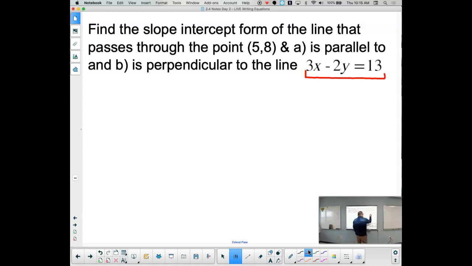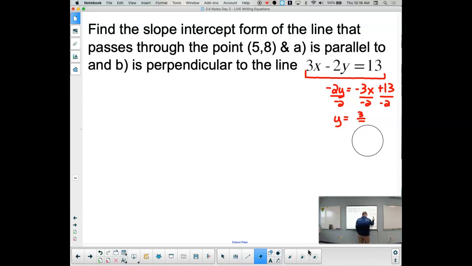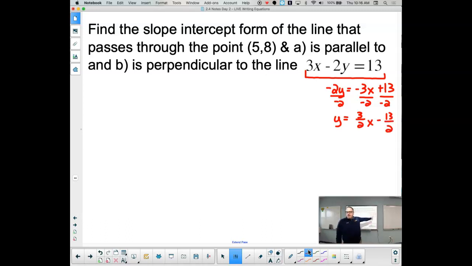Okay, so we're going to get negative 2y equals negative 3x plus 13 there. Then I got to divide everything by negative 2. And that's going to give me y equals positive 3. Oops, I doubled it. Positive 3 halves x minus 13 halves. There. What is the slope of that line?